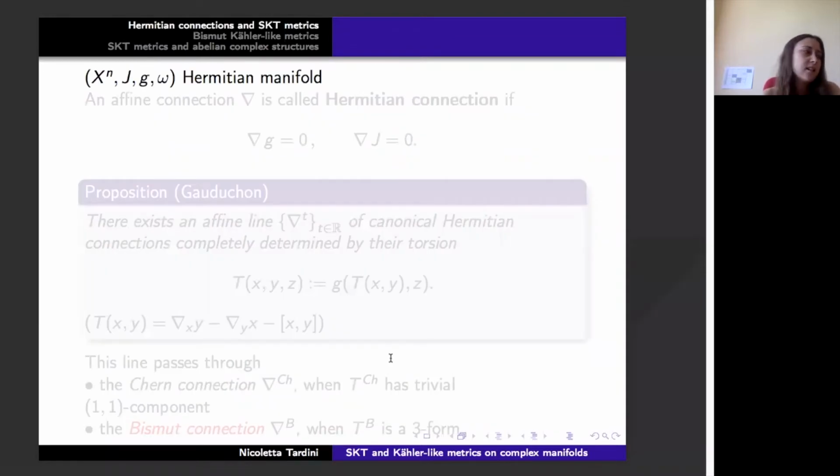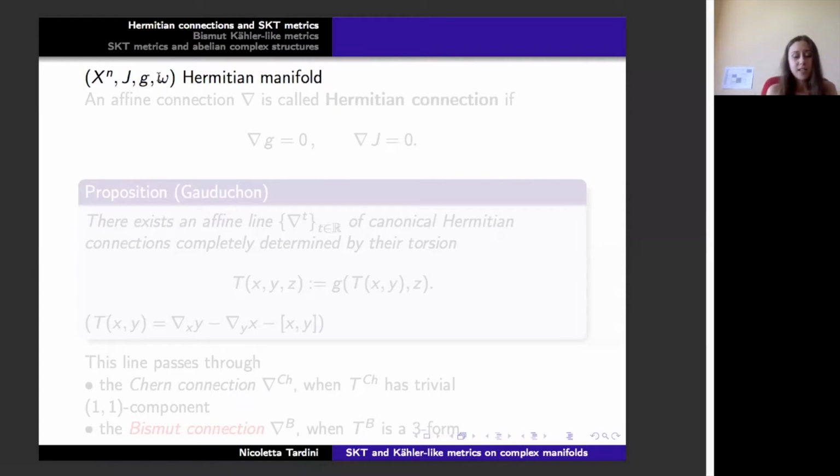So the setting is the setting of Hermitian geometry. So from now on, I will denote with X a smooth manifold of real dimension 2n that is endowed with a complex structure J. So J is an almost complex structure in the sense that it's a 1-1 tensor that squares to minus the identity, but we also ask for the integrability condition. So we really want to have a complex manifold. I will denote with g a Hermitian metric on this manifold, and with omega the associated fundamental form. So omega is just a real positive 1-1 form, and actually I will call omega itself sometimes the Hermitian metric.